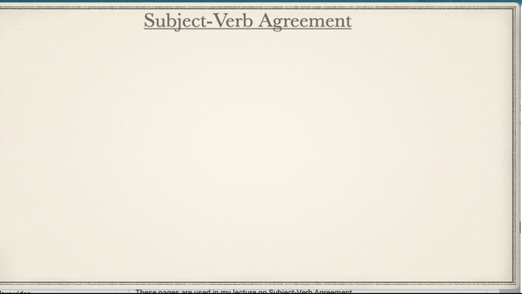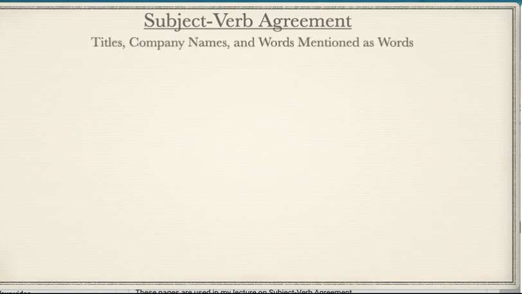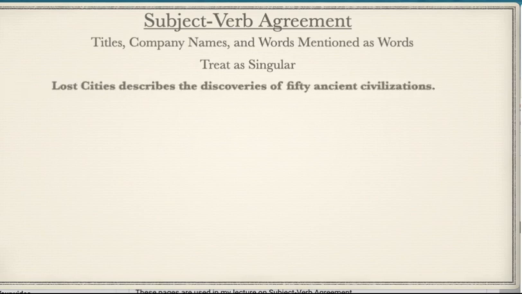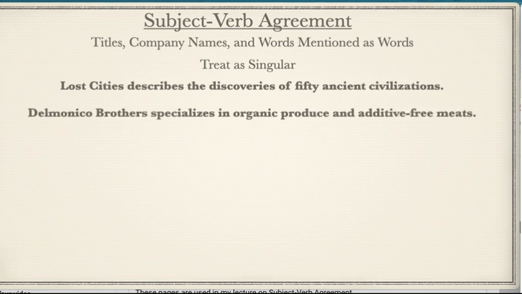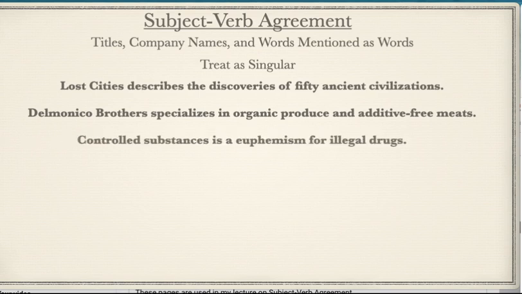And the last topic here is titles, company names, and words mentioned as words. All of these are to be treated as singular. Here are a few examples. Lost Cities describes the discoveries of 50 ancient civilizations. Delmonico Brothers specializes in organic produce and additive-free meats. And controlled substances is a euphemism for illegal drugs.